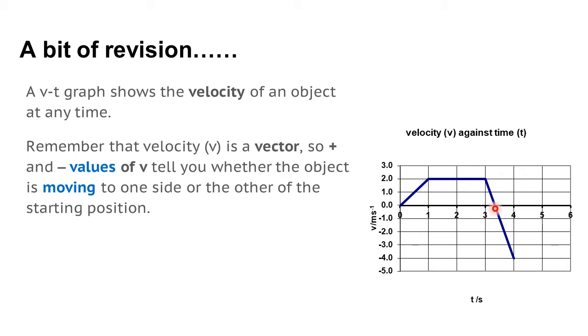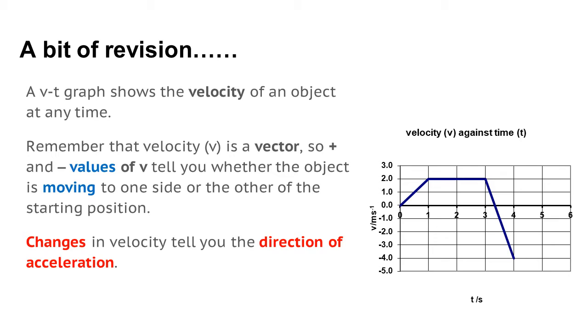But no matter what, when it's below the axis here, when the values are negative, it has to be the opposite direction to what it's doing up here. So if positive was to the right, then this must be moving to the left here. The other thing we need to know is that changes in velocity tell you the direction of the acceleration. So the fact that the velocity is increasing, or becoming more positive, means that the acceleration is positive. When the velocity is becoming more negative here, the acceleration is negative.